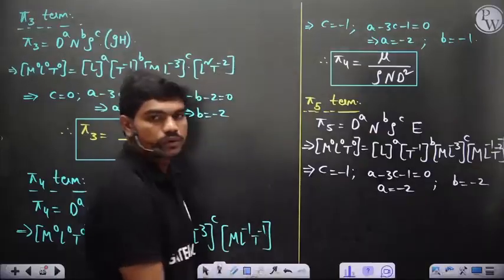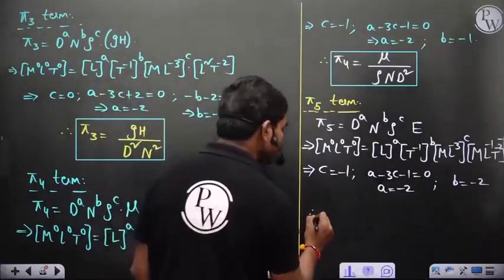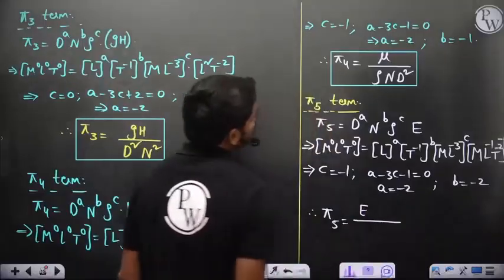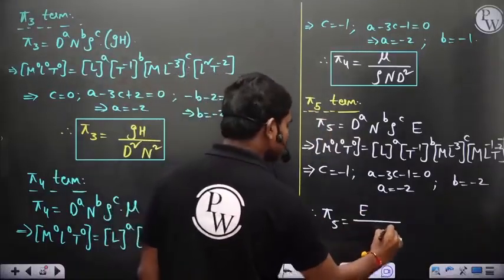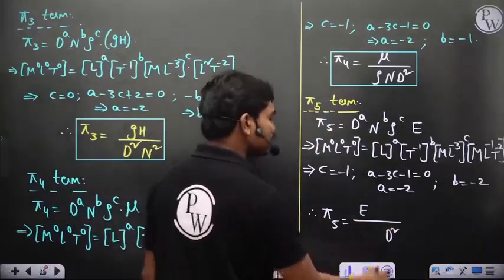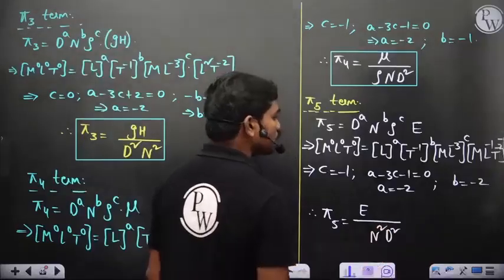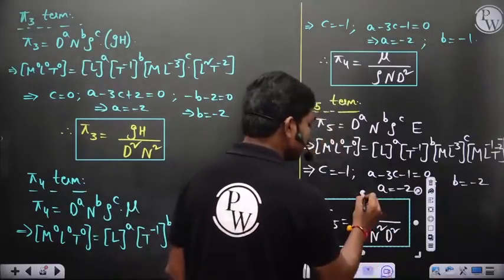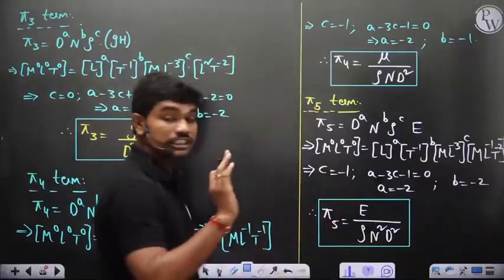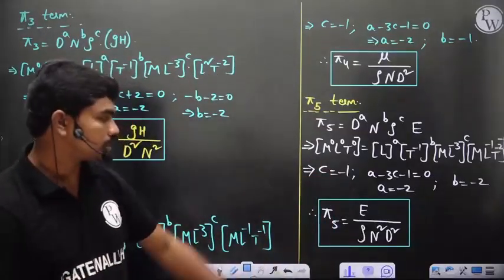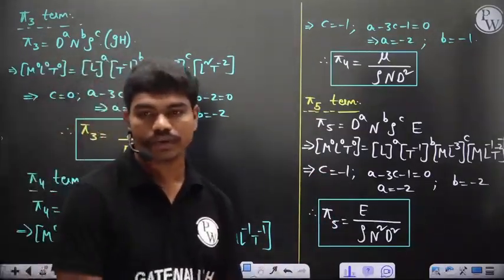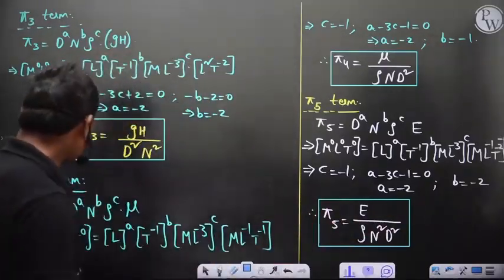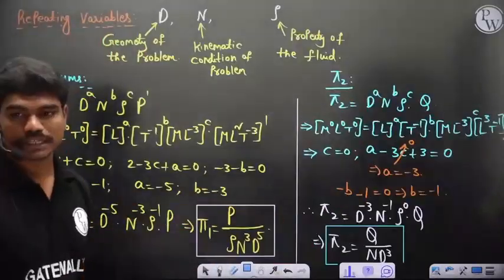Okay, so if you simplify this, therefore the pi 5 term is going to be e divided by d power a, so d square, n power b, which is n square, and rho power minus 1, so this is rho, that's it. So we have these 5 dimensionless terms for any turbo machine in general. So for any turbo machine, these are the 5 terms actually here. Okay, so e by rho n square d square, so these are the 5 terms. A simple Buckingham pi theorem analysis, we got pi 1, pi 2, pi 3, pi 4 and pi 5.